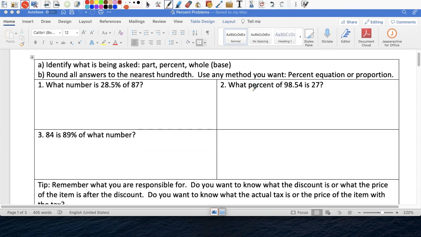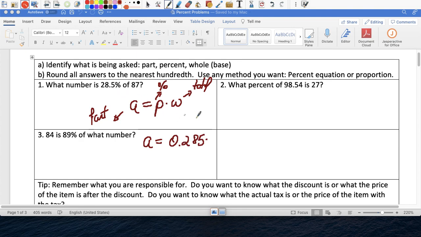Okay. If you don't want to use percent proportion, you use the percent equation. A stands for part, P stands for percent, and this is the total or the base. So we're looking for the part here. What number is 28.5% of 87, right? So A is my unknown. The percent, this one I'm going to change to a decimal. And the whole is 87, right?